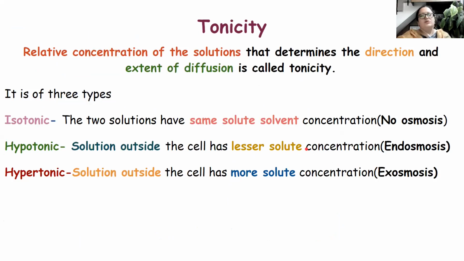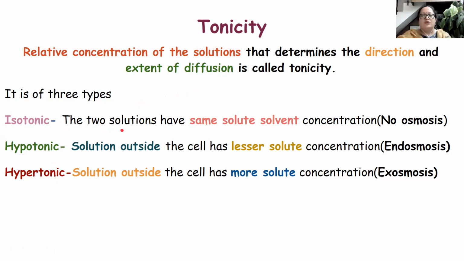Now, here comes the term tonicity, which I have been referring to in the previous few slides. So what is tonicity? It is the relative concentration of solutions, always two solutions compared together, which determines the direction and extent of diffusion. In what direction will the diffusion occur and to what extent will it occur? So it is of three types: isotonic, hypotonic, and hypertonic.